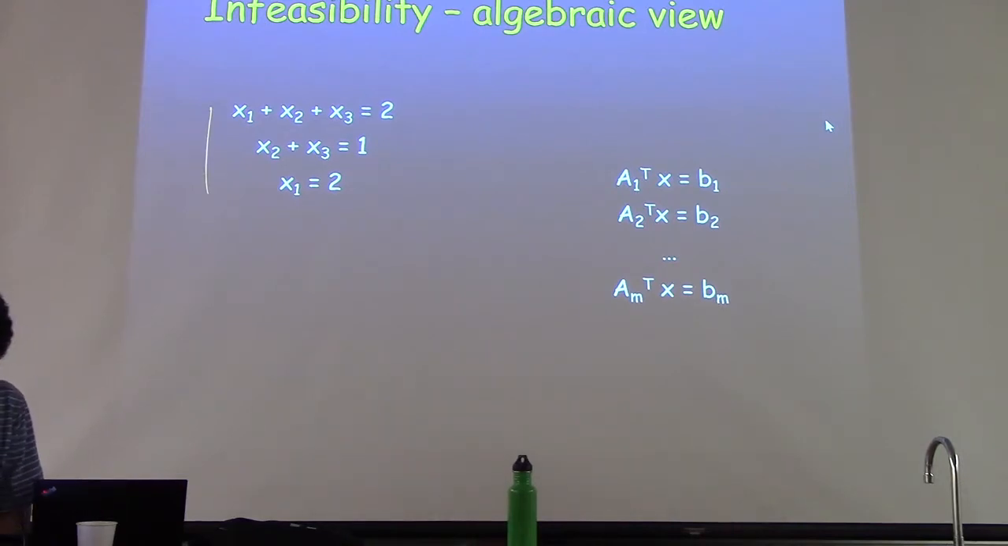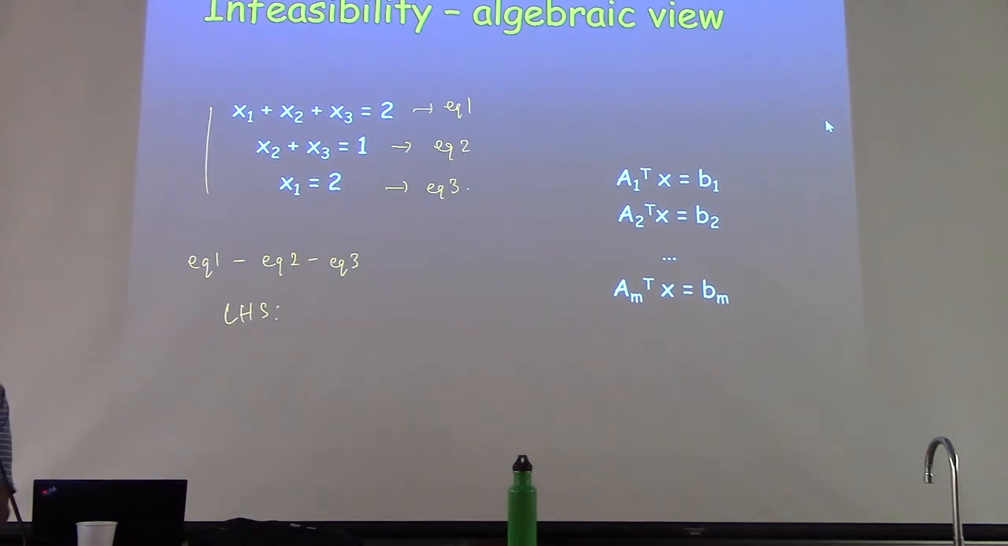So another way of saying this is, I can view this as adding and subtracting these equations. Let's call this equation 1, this equation 2, and this equation 3. Now, if I do equation 1 minus equation 2 minus equation 3, what's the left hand side? The left hand side is 0, because the x1 plus x2 plus x3 cancels out.